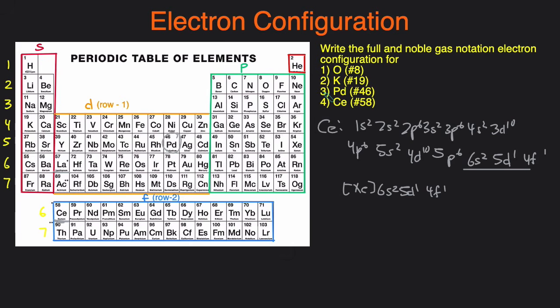That's how you would figure out and write the full and noble gas electron configurations for any element on the periodic table.